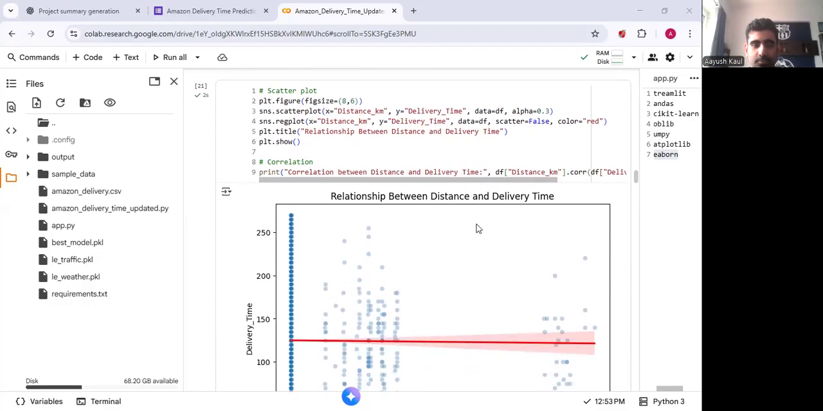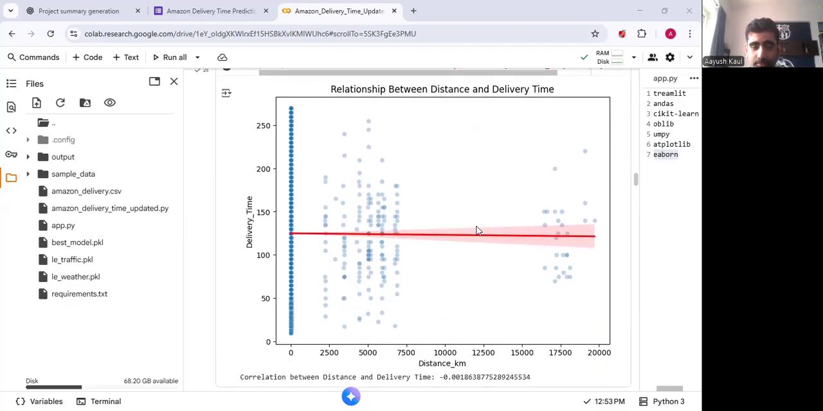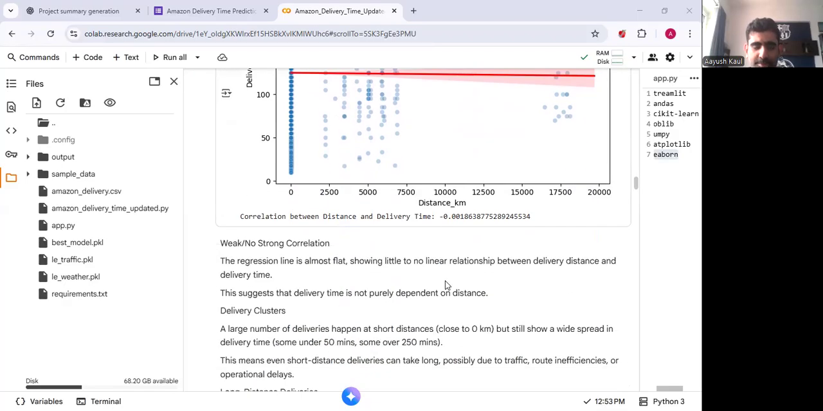Now, next I made a scatter plot to find a relationship between distance and delivery time. And here we can see there's a straight line, which means there's weak or no correlation. The regression line is almost flat, showing little to no linear relationship between delivery distance and delivery time. This suggests that delivery time is not purely dependent on distance.